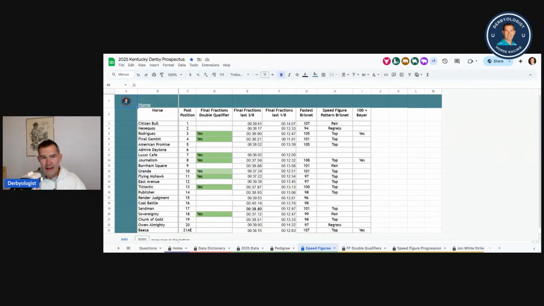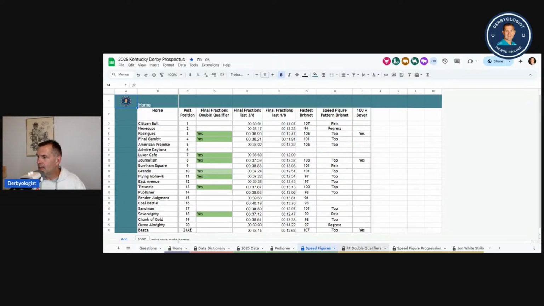Now, it used to be significant for a lot of years to have a 100 plus Beyer. For about 20 years in a row, a horse that won the Derby had a 100 plus Beyer, but there's just not as many horses getting 100 plus Beyers. This year, we've only got 3. We've got Baeza, Journalism, and Rodriguez. So I may have to lower that threshold. I'm going to do some research for next year's prospectus on how the number of horses with 100 plus Beyers has changed over the years.